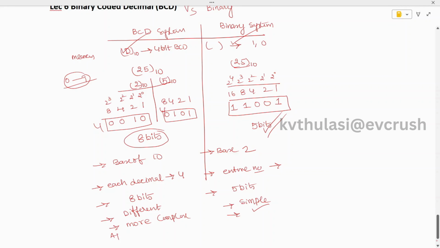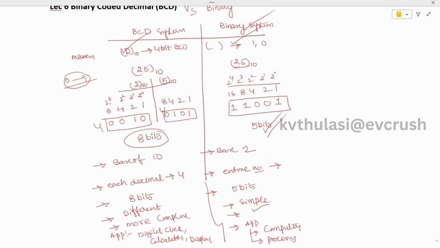Coming to applications, we use BCD in all our digital clocks, engineering calculators, and time display systems. But coming to binary, all the advanced computers, Apple computers or Windows computers, all use only the binary system. All the computers as well as all the processing systems use only the binary system.